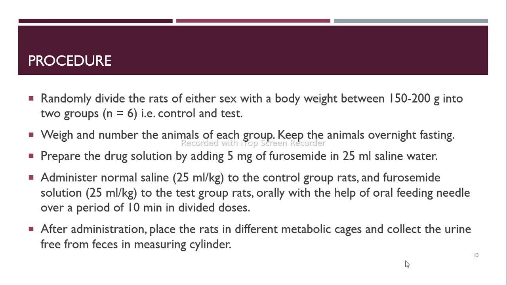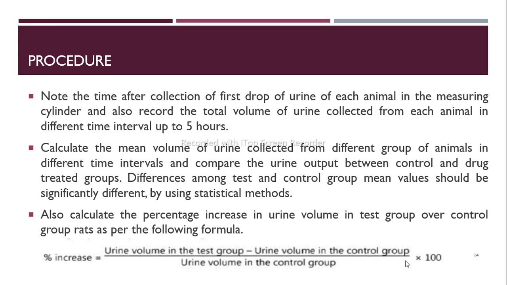After administration, we have to place the rats in different metabolic cages and collect the urine, free from feces, in a measuring cylinder. Note the time after collection of the first drop of urine of each animal in the measuring cylinder, and also record the total volume of urine collected from each animal at different time intervals up to 5 hours.